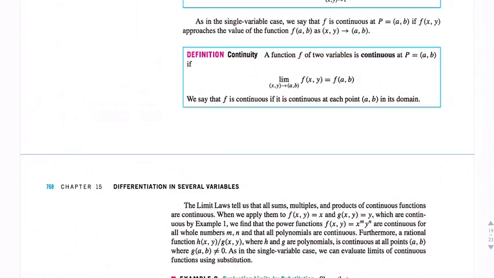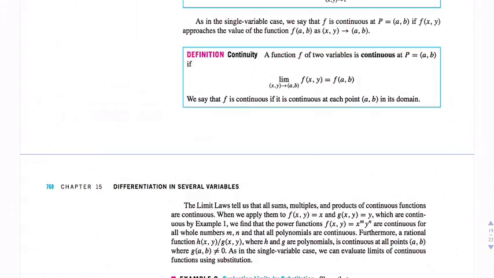So it's a single variable case. We say that f is continuous at this point if this function approaches the value f of a, b as our point approaches the center, as x comma y approaches a comma b. So let's look at continuity.